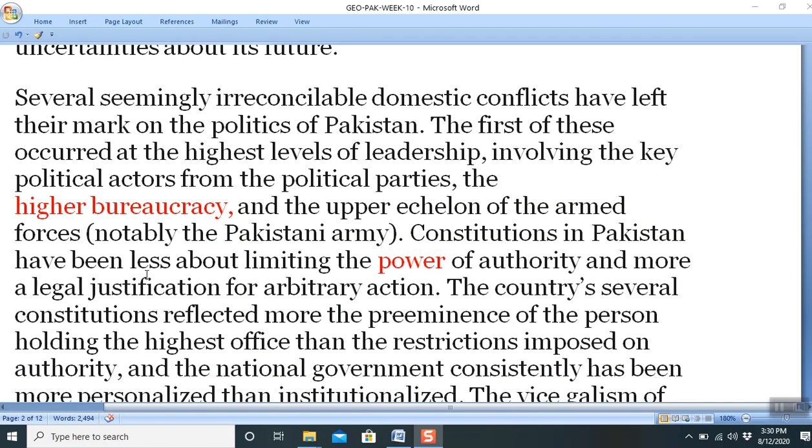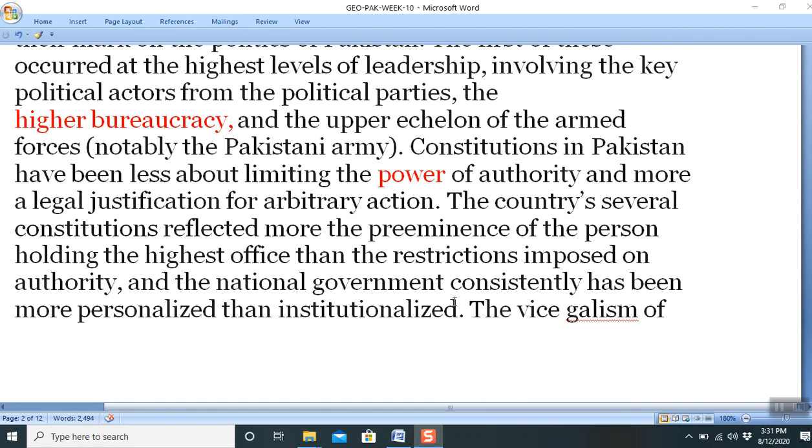Constitution in Pakistan has been less about limiting the power of authority and more about legal justifications for arbitrary actions. The country's several constitutions reflected more the preeminence of the person holding the highest office than the restrictions imposed on the authority. And the national government consistently has been more personalized than institutionalized.